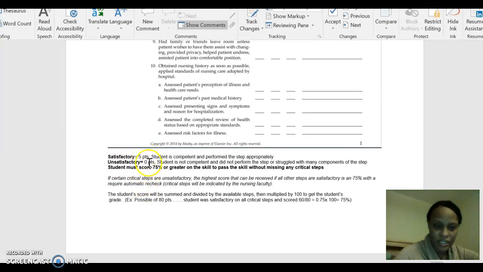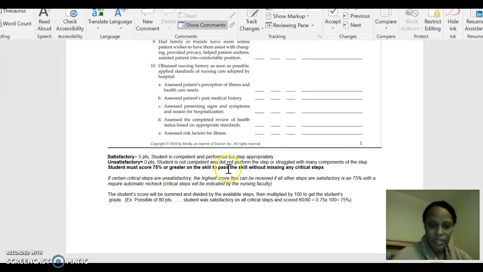So satisfactory is 5 points. So in each, let's look at number 10. It says obtaining nursing history as soon as possible, applied standards of nursing care adopted by the hospital. So there's no line for us to mark and grade the student on this part. But if you go down to A, it says assess the patient's perception of the illness and healthcare needs. So if this student during the skill checkoff does that, then they would get 5 points. If they do not do that, then it would be unsatisfactory, therefore they would get 0 points.